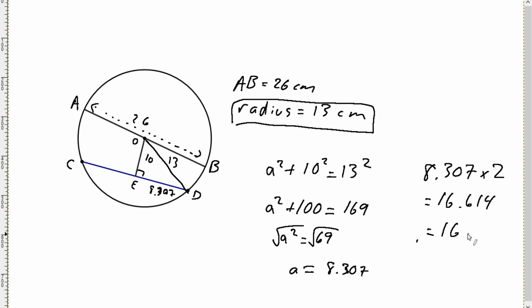Round to the nearest tenth, we get 16.6 centimeters. So you'd say CD equals 16.6 centimeters. So that's the other thing, make sure you don't make the same mistake I almost did, which is go back and read the question. Make sure you're answering what you're supposed to be answering properly.